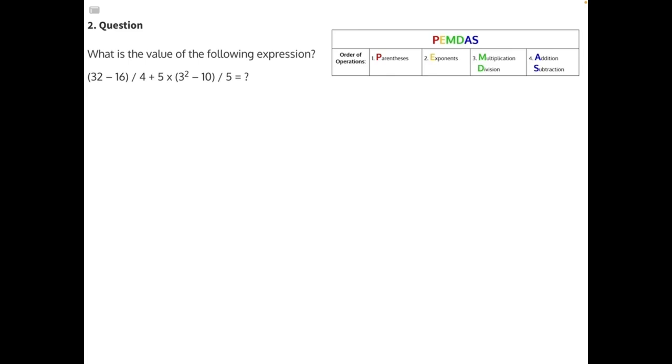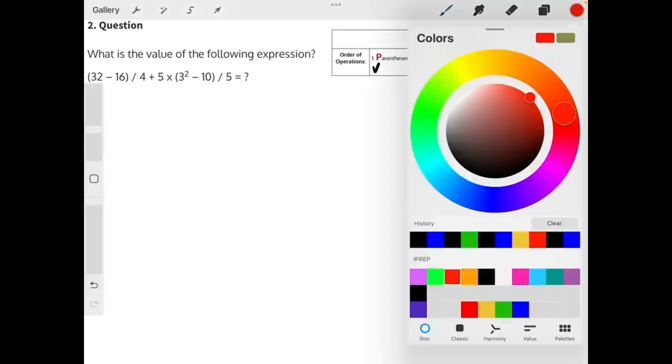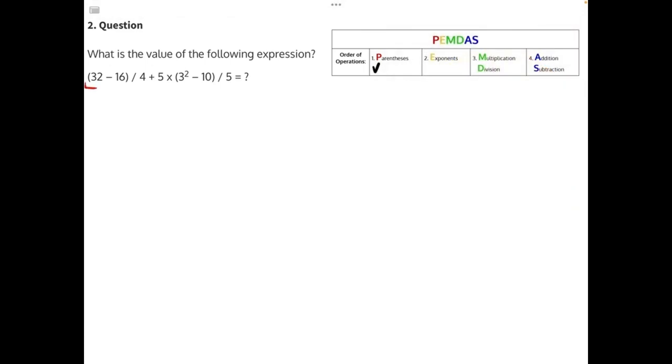What is the value of the following expression? Let's start with our first step in our order of operations, parentheses. There are two groups of parentheses in this expression, one here and one here. From left to right, let's resolve these parentheses. 32 minus 16 will give us 16.